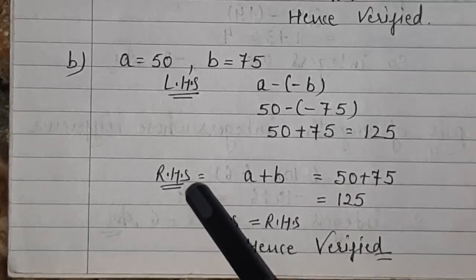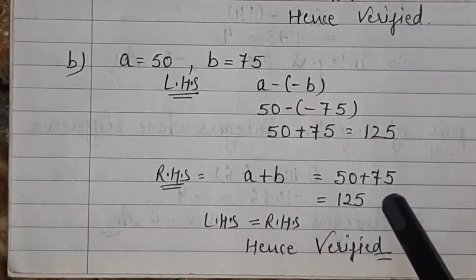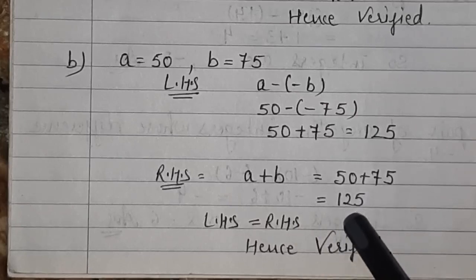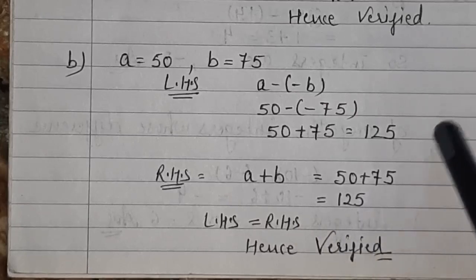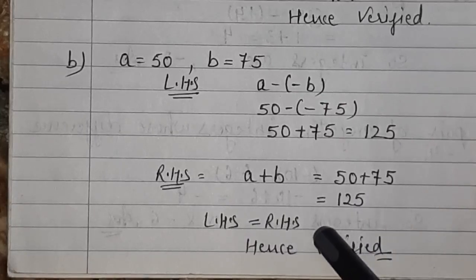Now the right hand side is A plus B, right? So when you add A plus B, 50 plus 75, it comes to 125. Both are coming equal, so you can say the left hand side is equal to the right hand side, hence verified.